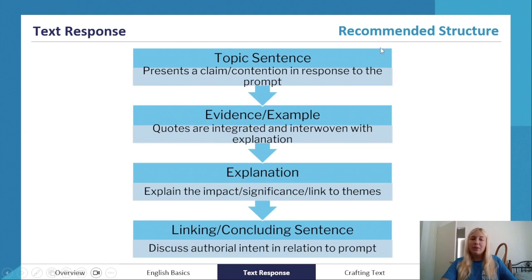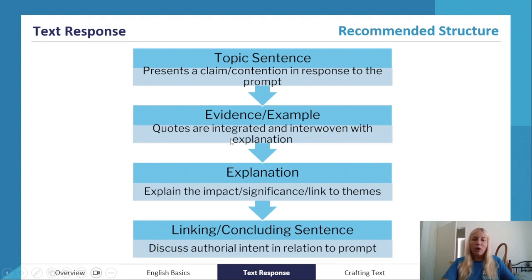So starting with a topic sentence, this is your argument. This should be the first sentence of every body paragraph. Present an argument in response to the prompt that clearly indicates your opinion, whether you're for or against, okay, what the prompt is saying. Then it's a repeat of evidence and analysis, evidence and analysis.